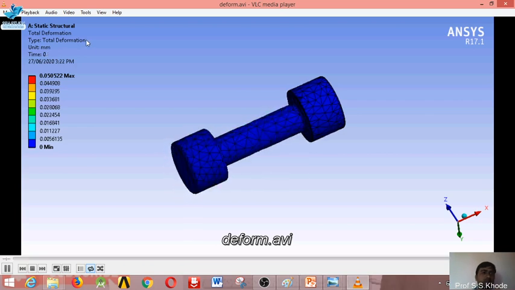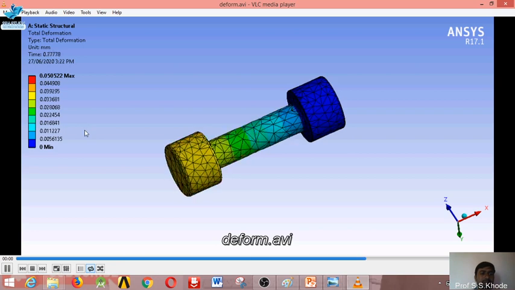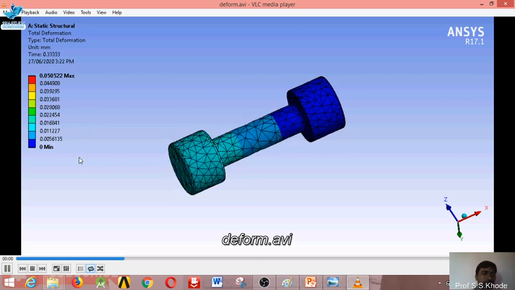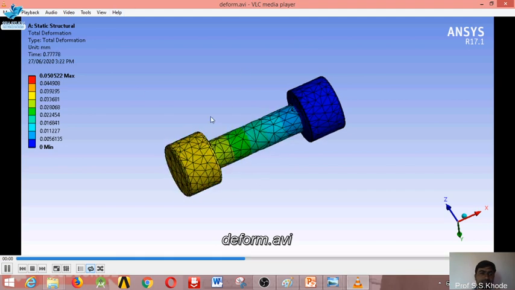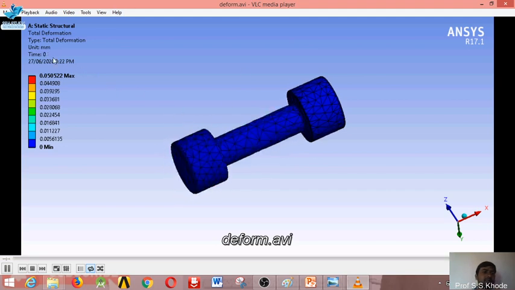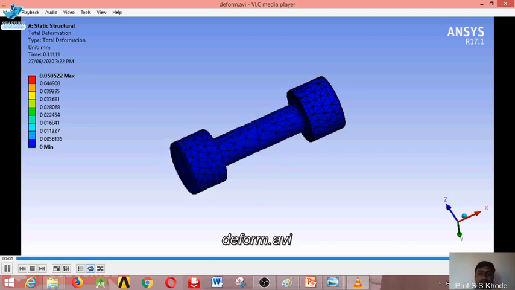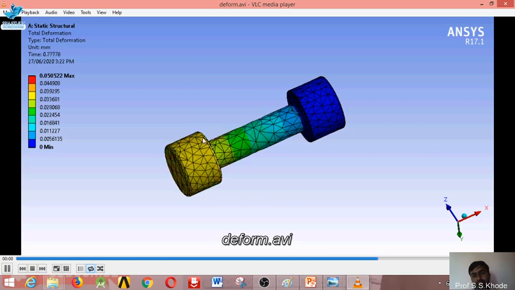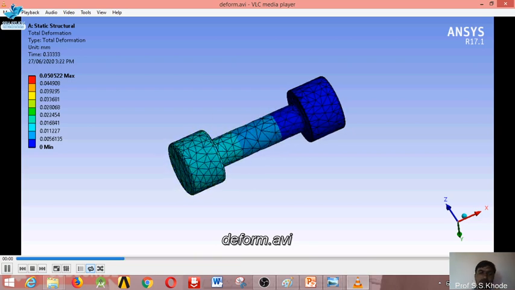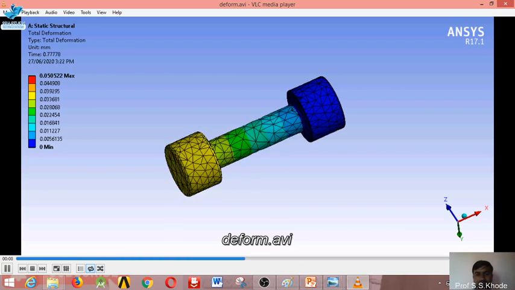Here you can see the maximum deformation when you apply a load. I think a 2500 Newton load is applied on this particular specimen, and then you get the maximum deformation in this manner. This is what actually happens in a universal testing machine. When you apply the load, deformation occurs in the body, and due to that deformation stress also occurs in the body.